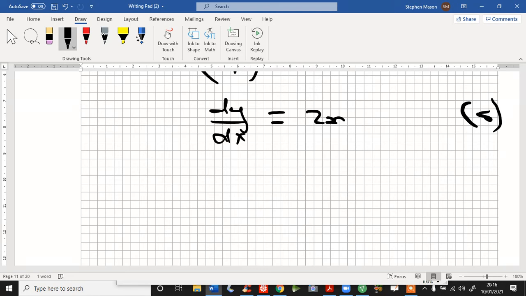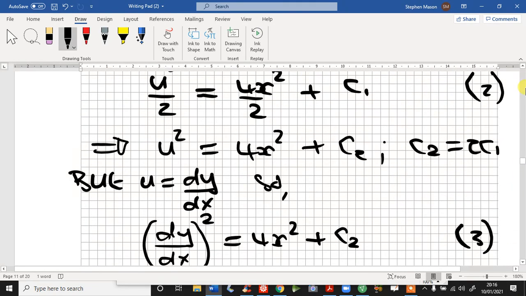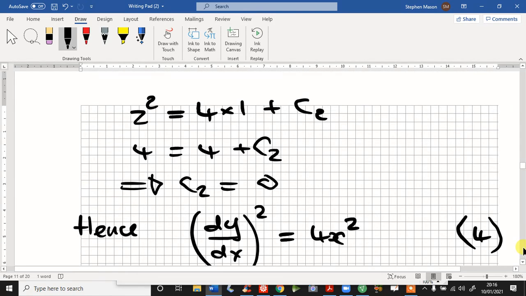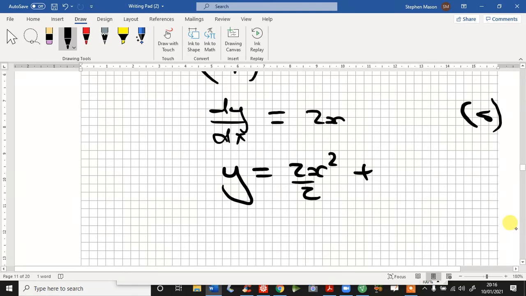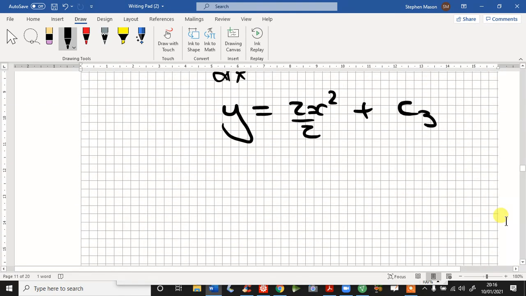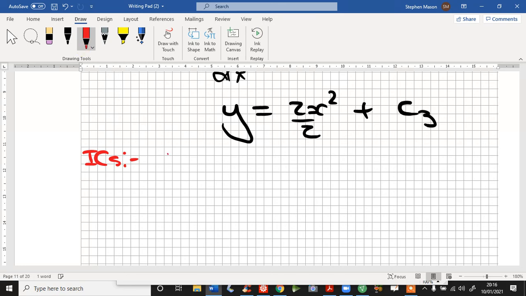So integrating both sides with respect to x, we find that y equals 2x squared over 2 plus, what constant do we call it? So we've got c2 there, so we want a c3, don't we? Okay, c3, and again we use our initial conditions. So I'll write this in red. Initial conditions state that when x is equal to 1, y is equal to 5, I think. Yeah, right.